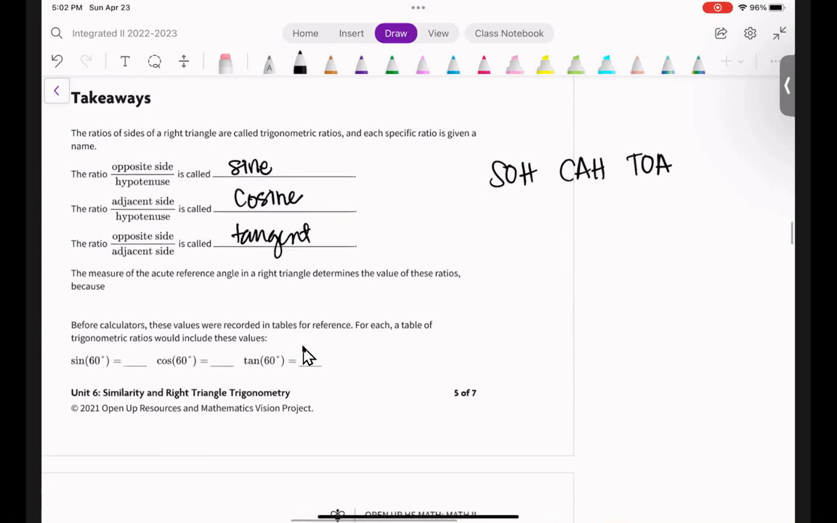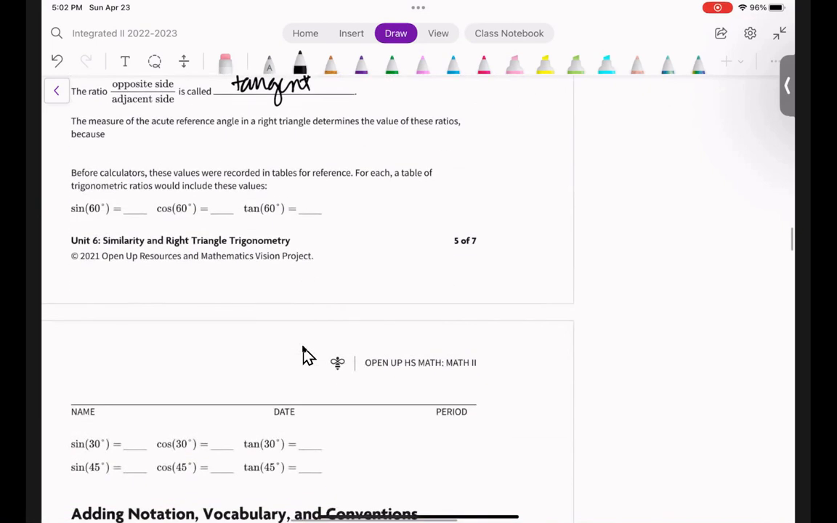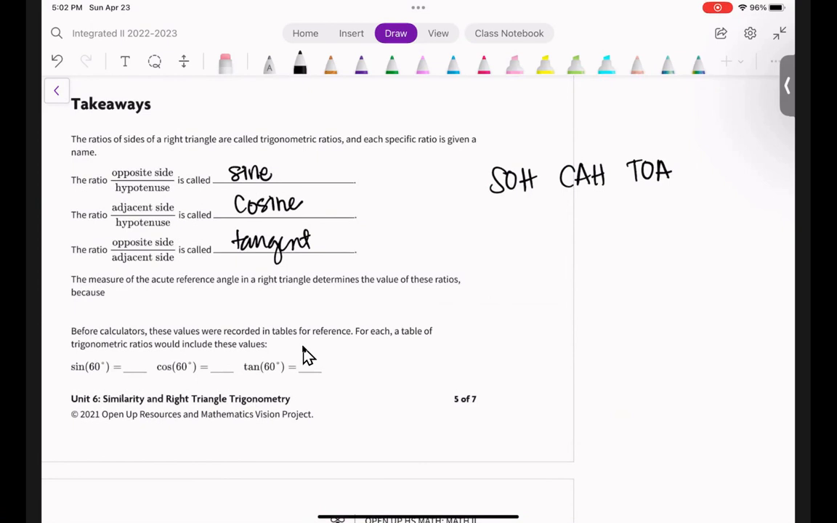So before calculators, these values were recorded in tables for reference. Each of the tables includes these values. So go ahead and fill all of this out. Besides SOH CAH TOA, I will have you write this somewhere. Put this in the front of your brain.